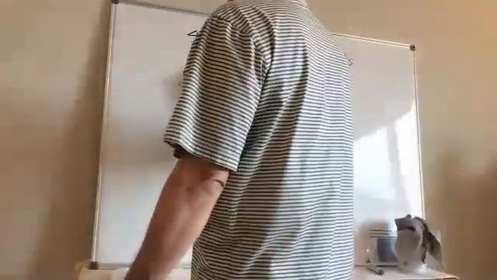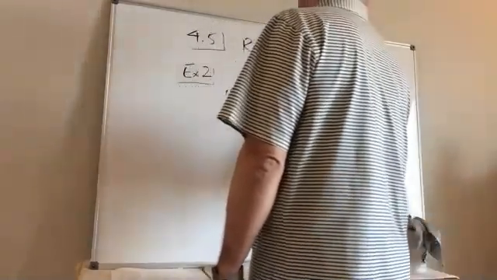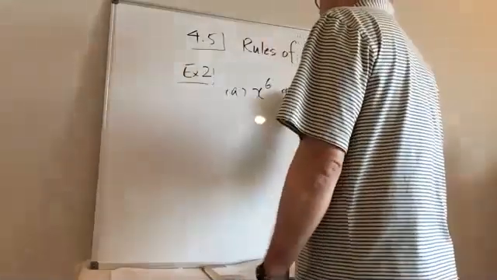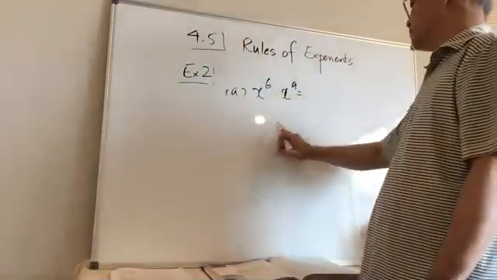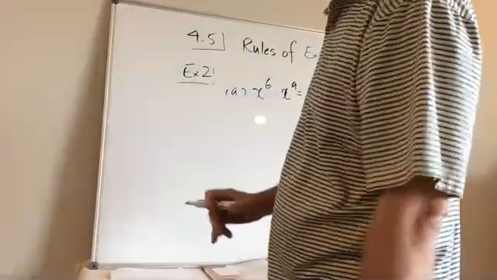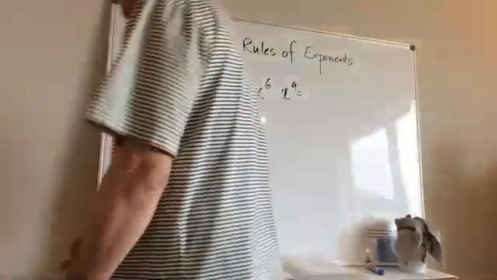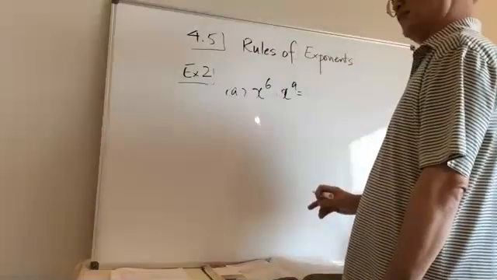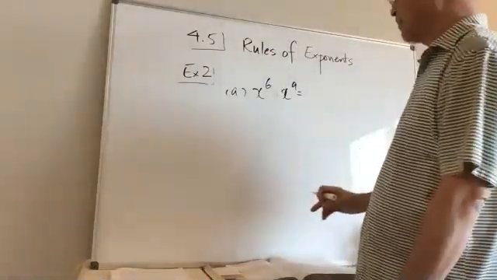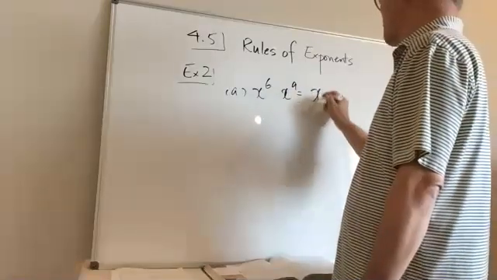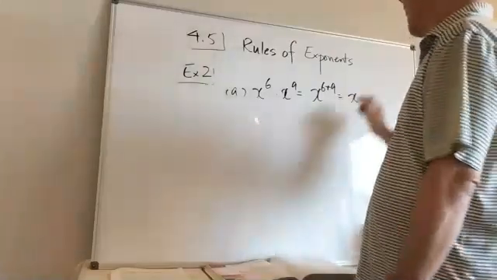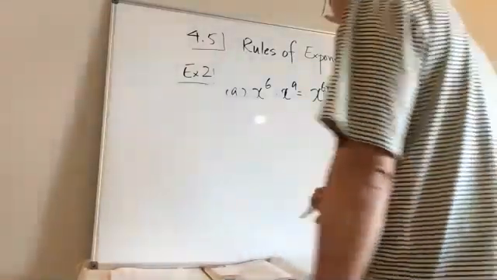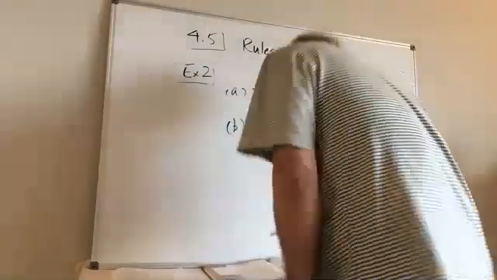Example number two. A, what is x to the 6th times x to the 9th? Logan, how am I going to do this? So the first thing you're going to do is add the exponents. Correct. So we're going to add the exponents. 6 plus 9. What do I get? 15. x to the 15th, and that's the answer. Good work.